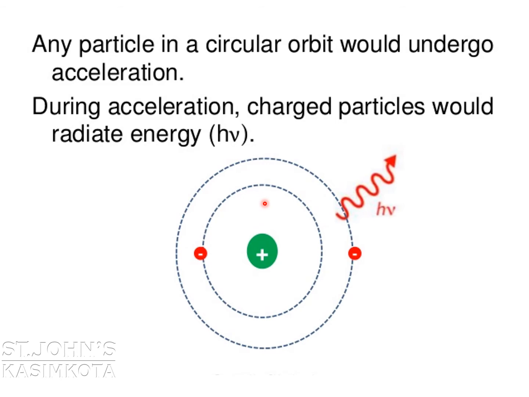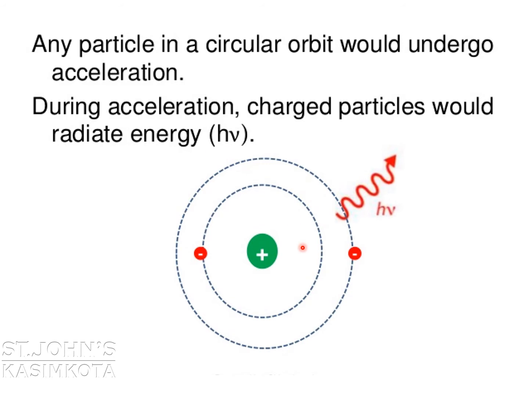Whenever a particle is getting accelerated, it radiates energy, and that radiated energy is equal to h nu as per Planck's quantum theory. I repeat this point, make a note. A particle moving in a circular orbit would undergo acceleration, and during its acceleration it radiates energy which is equal to h nu as per Planck's quantum theory.